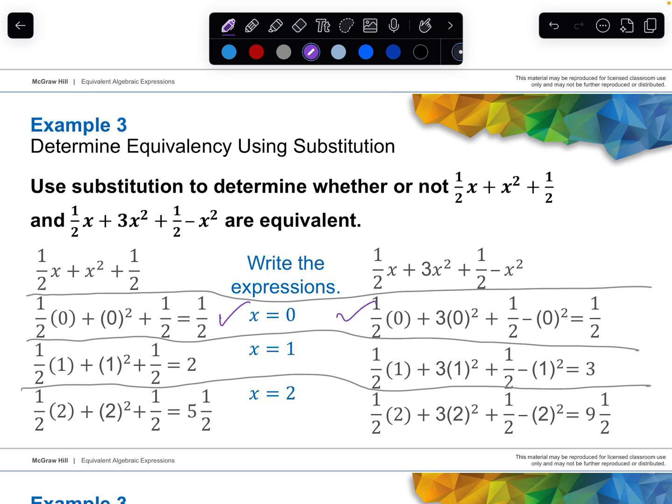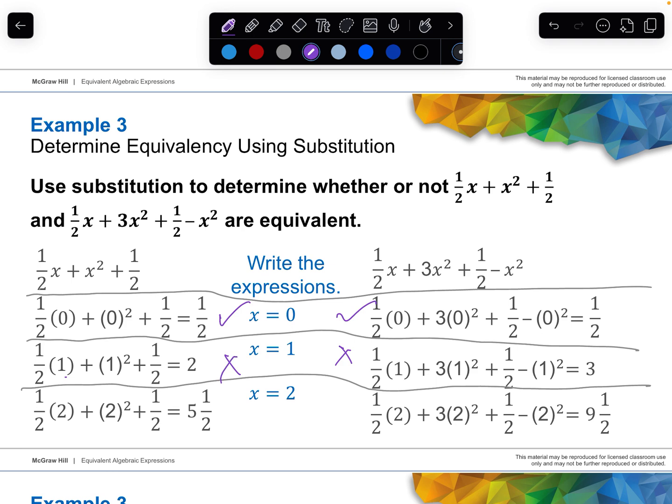They both are equal. But when I substitute x equals 1, my expression on the left side is half times 1 plus 1 squared plus half, which gives me 2. Whereas my right side is half plus 3 times 1 plus half minus 1, which gives me 3. So these two are not equivalent.